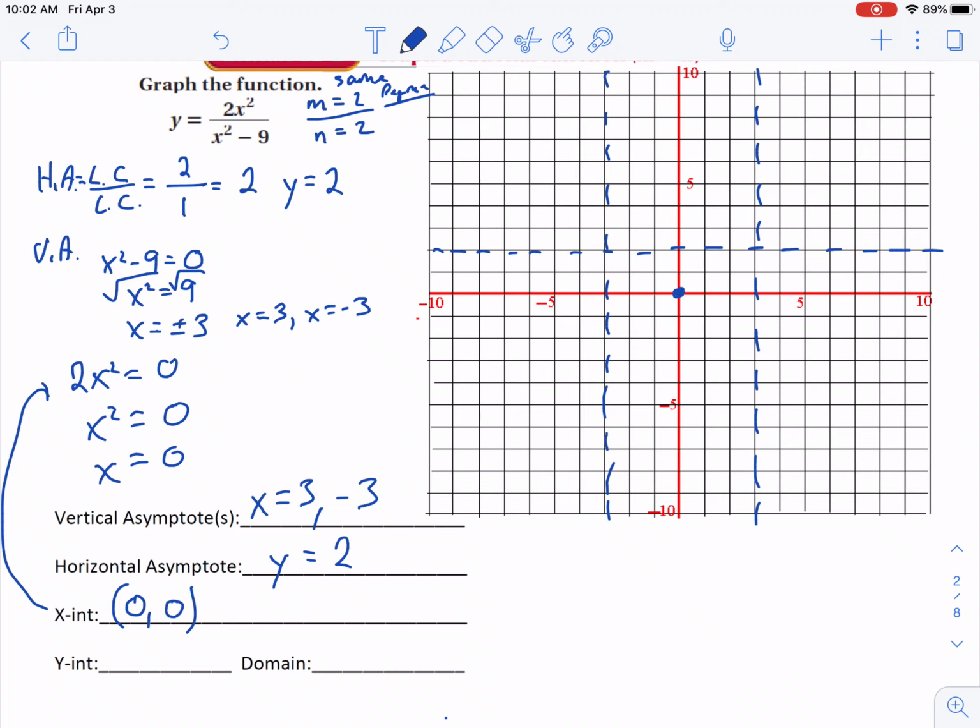The y-intercept, that is where I plug 0 in for x. Excuse me.